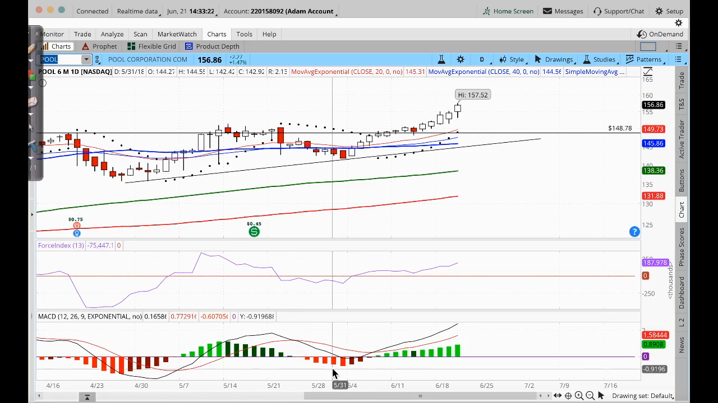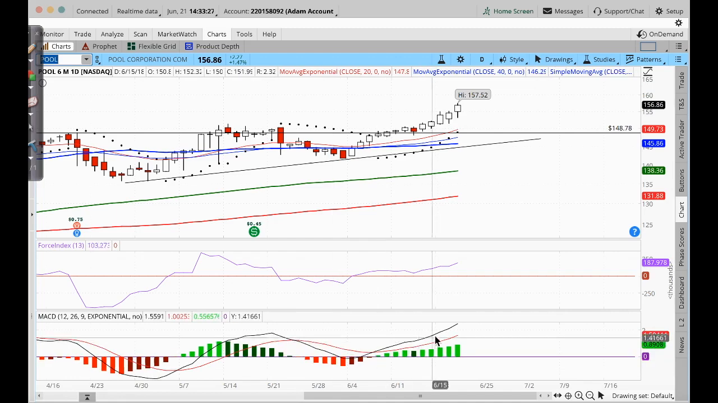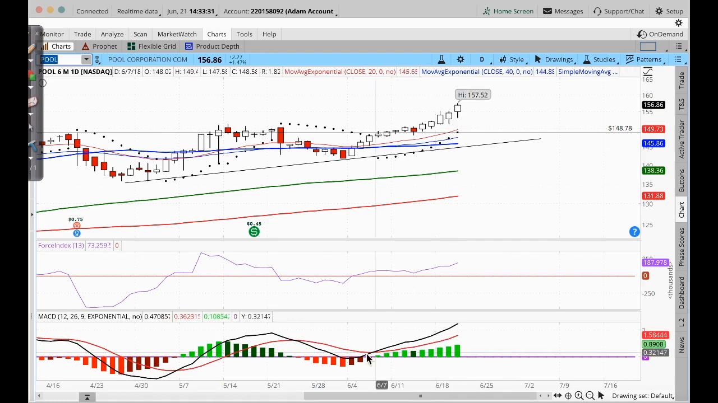So similarly, if I want to go long, I want to buy, ideally, I want to see MACD bullish. If I'm selling short, I want MACD to be bearish. Okay, so that's how you read the MACD.